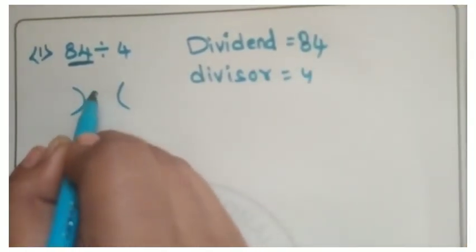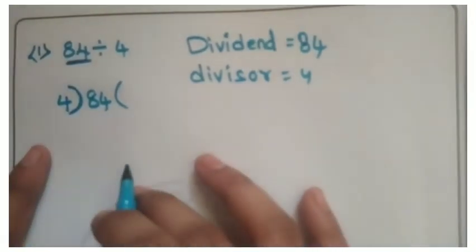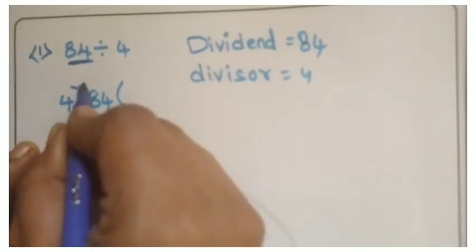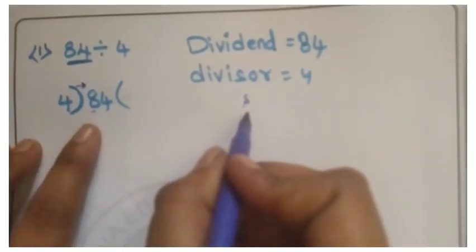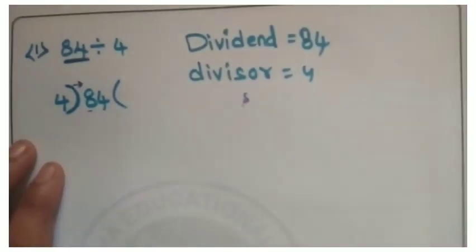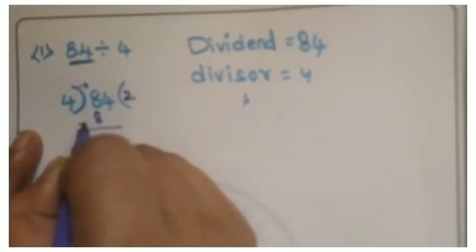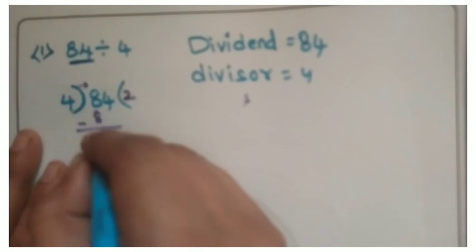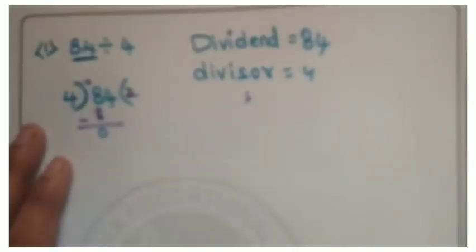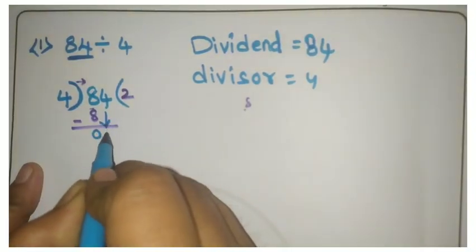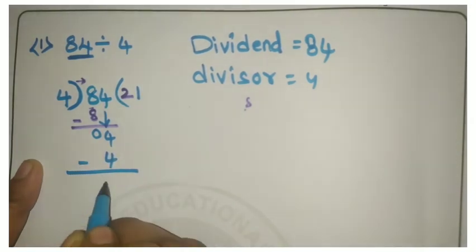In the middle we'll write dividend 84 and here we'll write divisor 4. Okay, first we will do division from this side. What is the digit here? 8. In the 4 table we will get 8: 4 2s are 8. So we'll write 2 here and 8 here. 4 2s are 8. 8 minus 8 is 0. So now we will take this 4 down. 4 1s are 4. 4 minus 4 is 0.